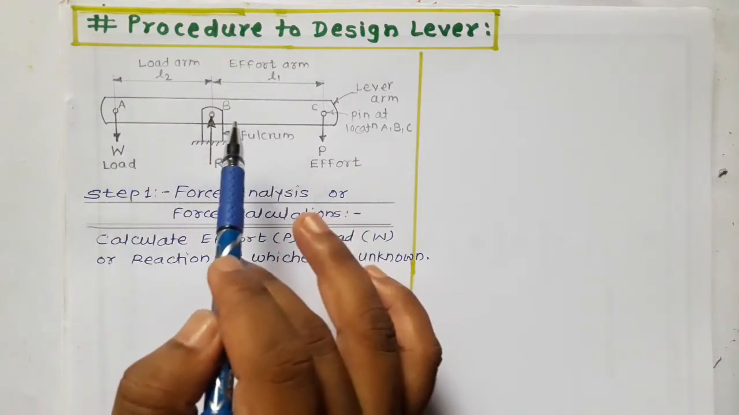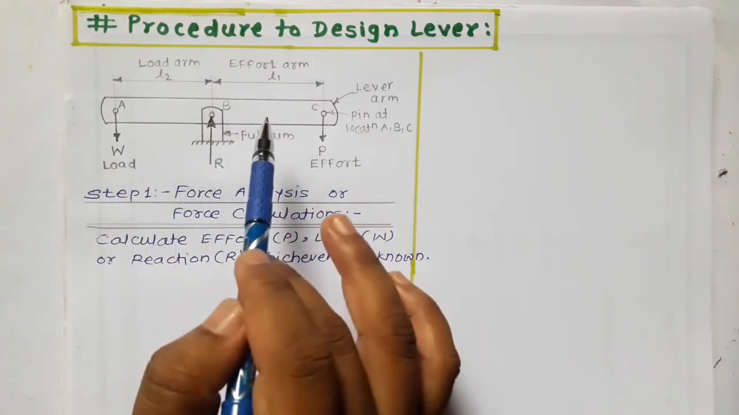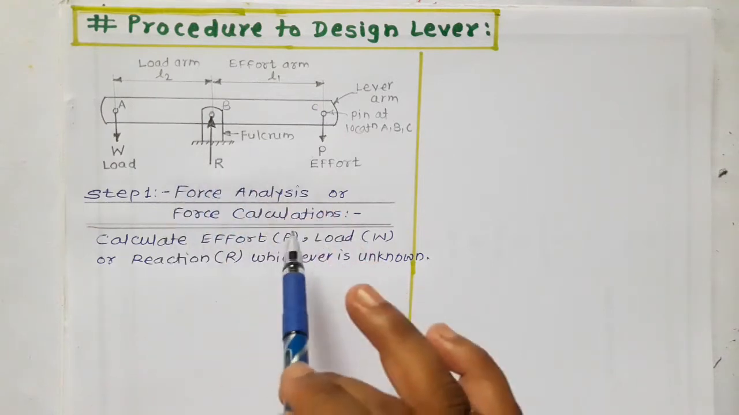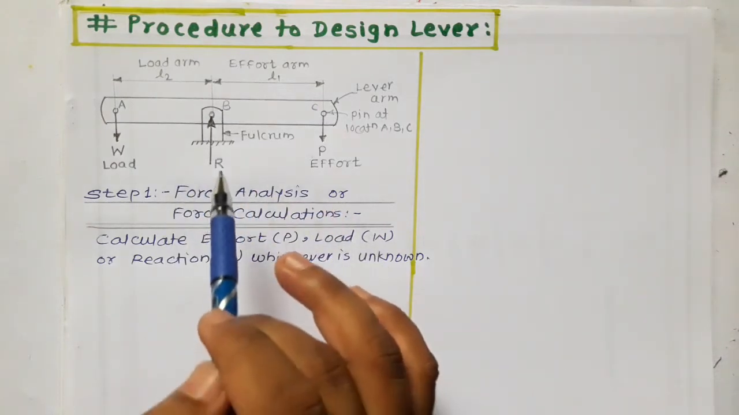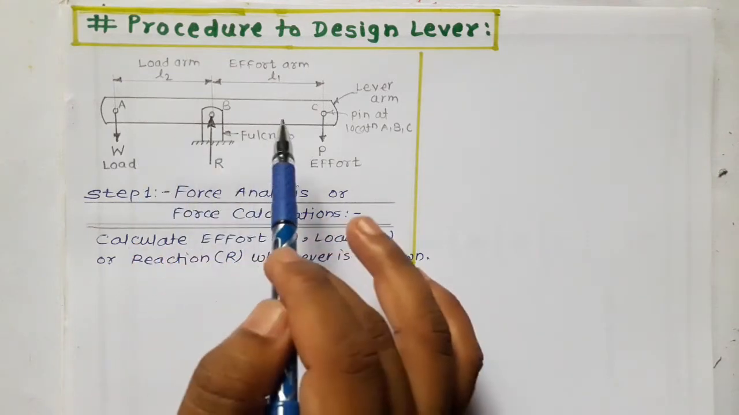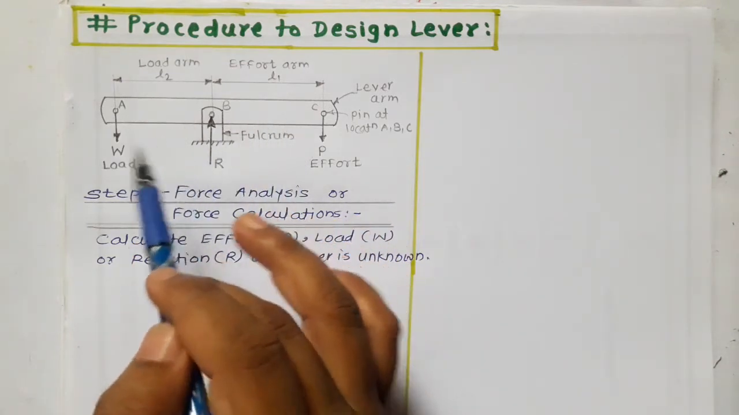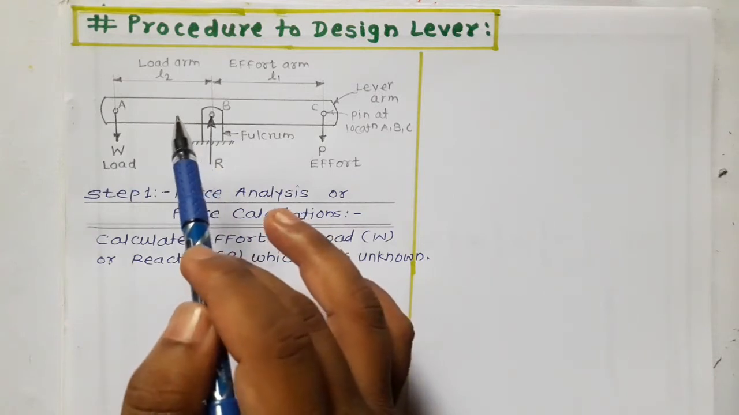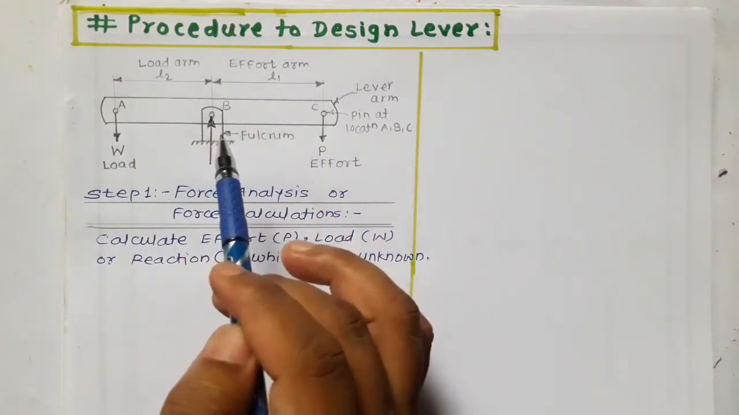So first of all we'll see if the load arm and effort arm are in one line, how to find out this P, W and R. Or in the second case we'll see if there is an angle between load arm and effort arm, that angle may be 90 degree or other than 90 degree. In that case, how to find out P, W, R, that we'll see later on.